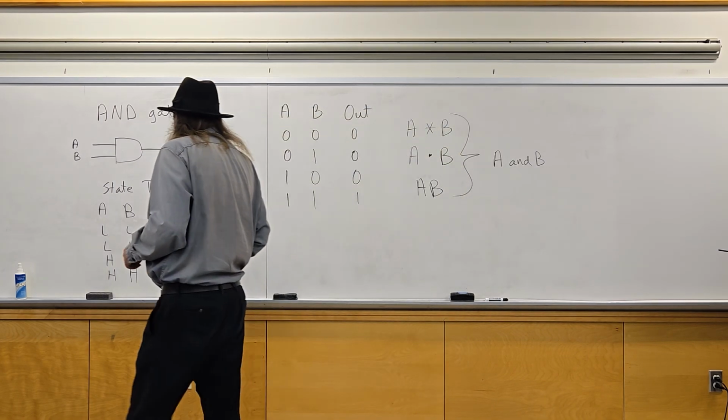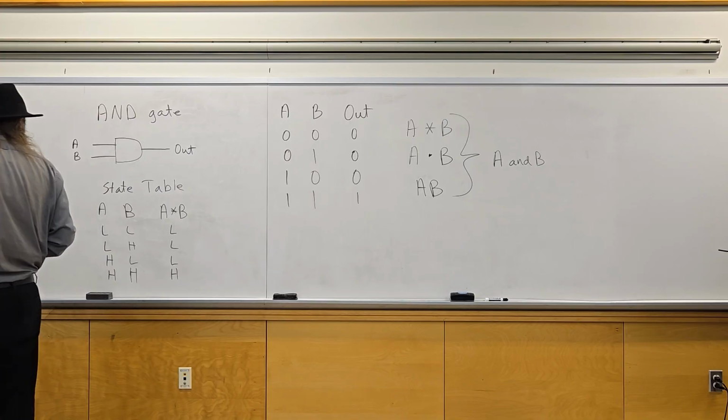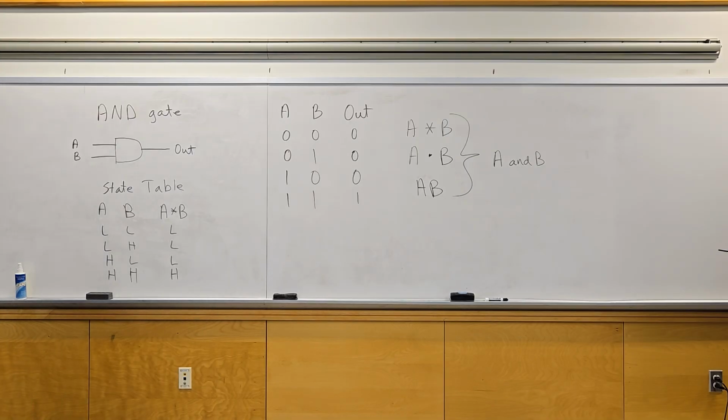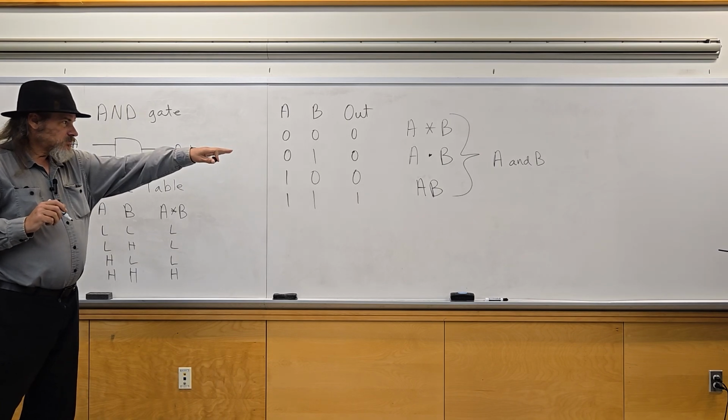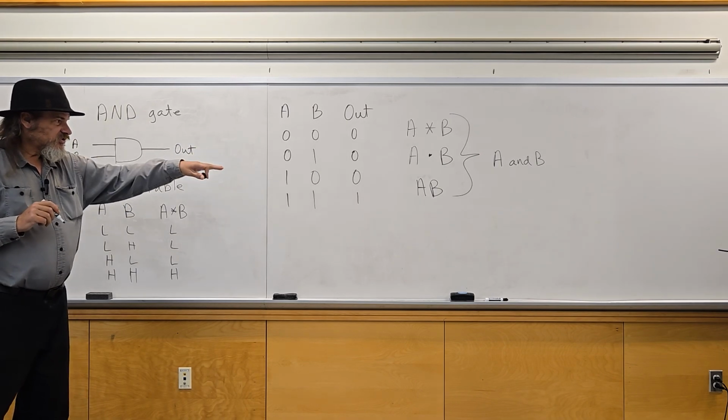So you can use any of those three notations. Just use them consistently throughout your documentation, so as to not cause confusion. But A star B, A dot B, or just AB.